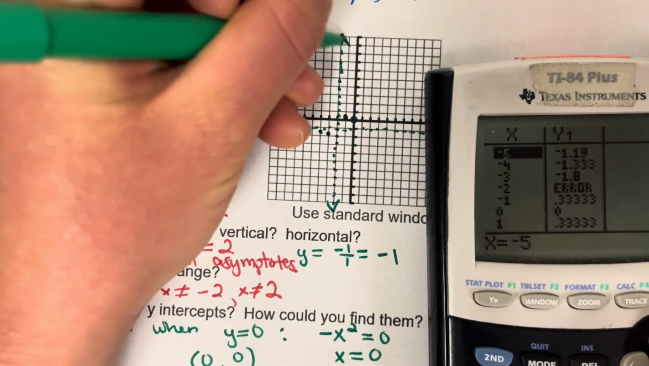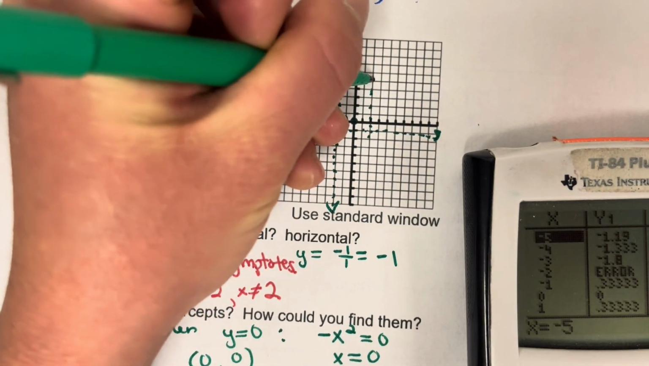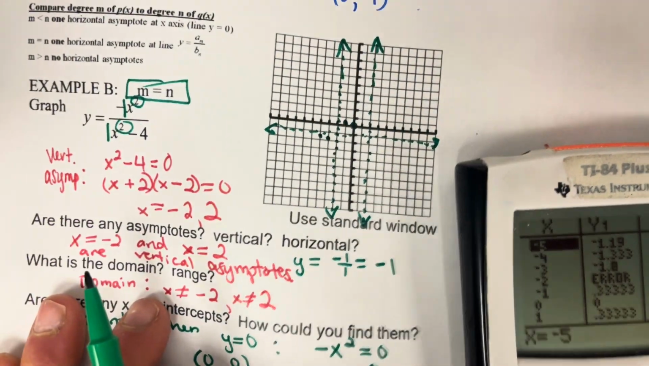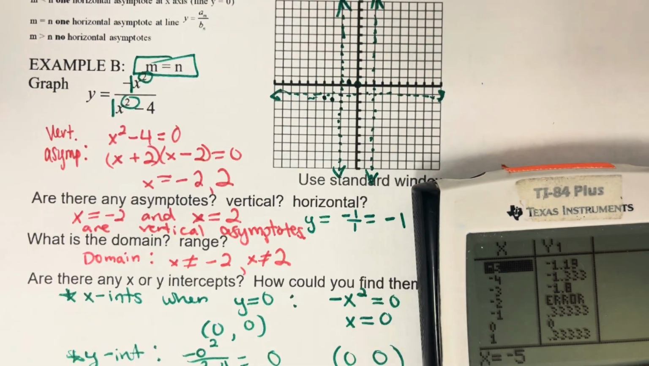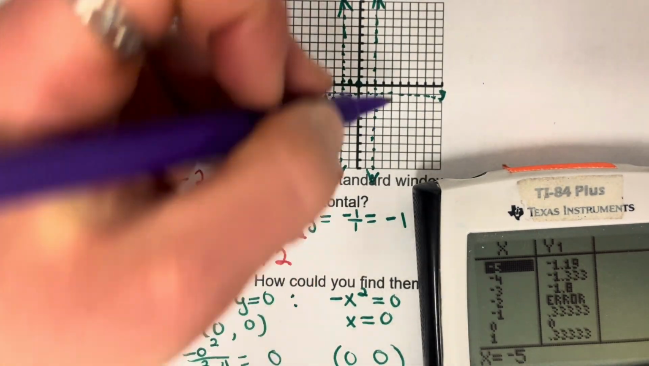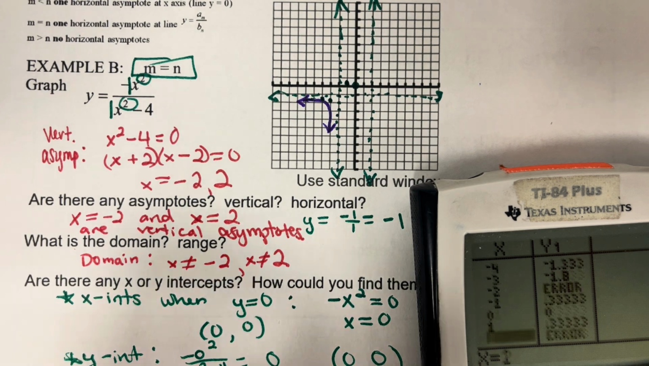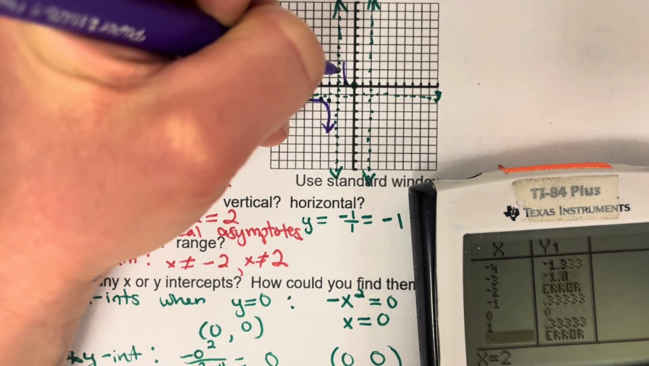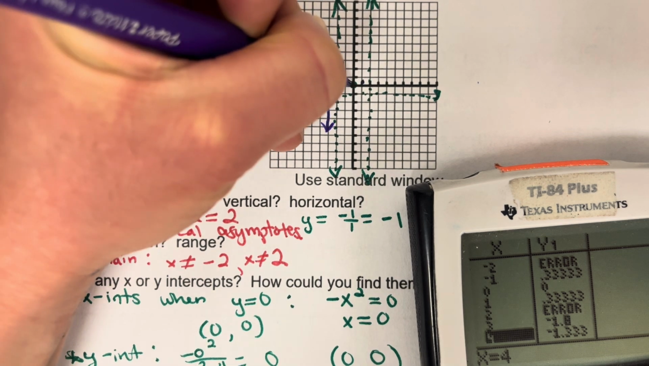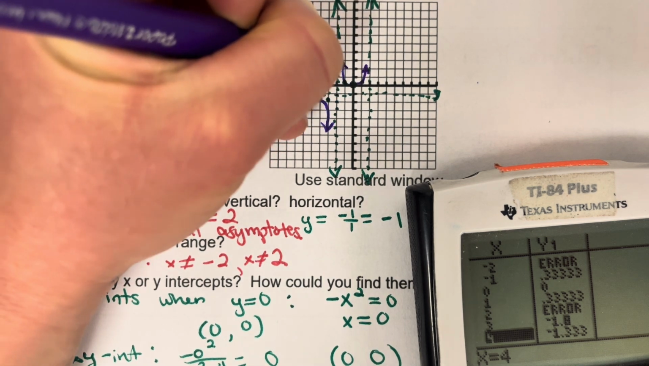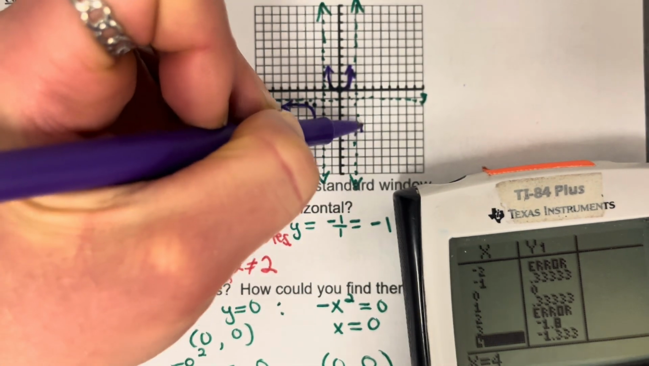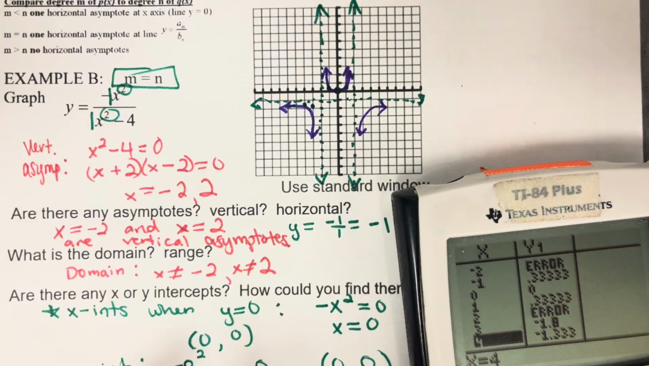We said x can't equal -2, x can't equal 2. So we've got a curve in here, and then one 1/3, a little curve in here, and then we'll have one symmetrical on the other side.